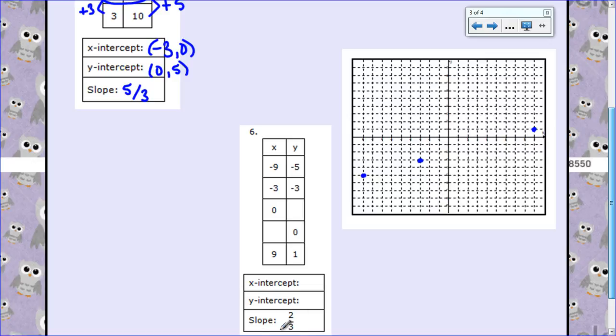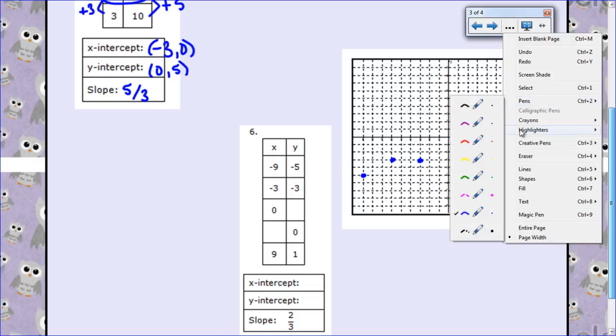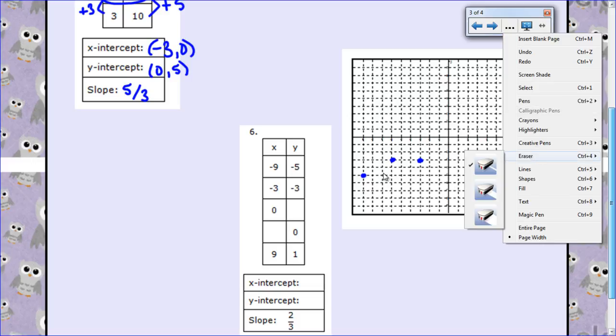Now I know my slope is 2 over 3. That means that from one point to the next, I need to go up 2 and over 3. So if I start at this point way over to the left and I count up 2 and over 3, well, I've run into a problem already, because that point doesn't make sense if that's the case.